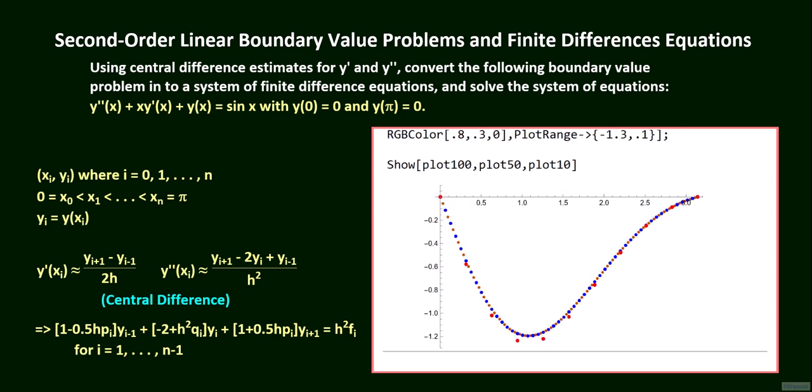Here is the combined plot for n equals 10, n equals 50, and n equals 100, with the points for n equals 100, which are the brownish dots, filling in more of the gaps between the points for n equals 50.